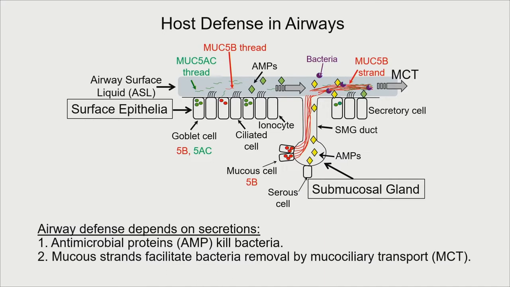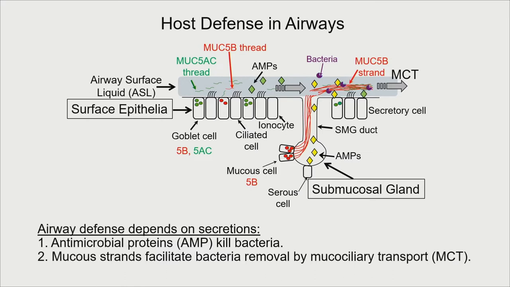The submucosal glands secrete 5B, and they secrete that as strands, as Gunnar showed us. They come up through the submucosal gland duct, and then they break away and bind to bacteria in the airway surface liquid, and they're taken out of the lung by mucociliary transport.